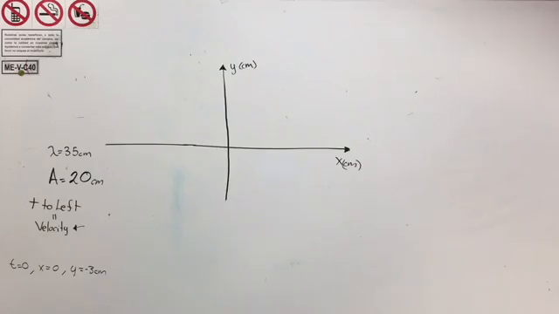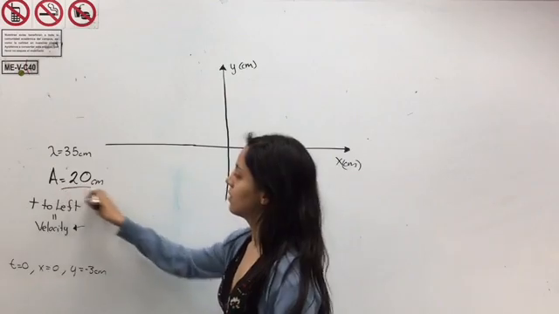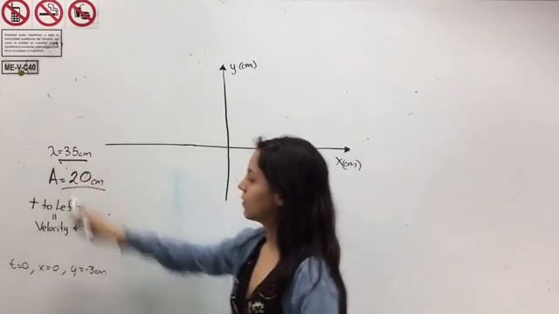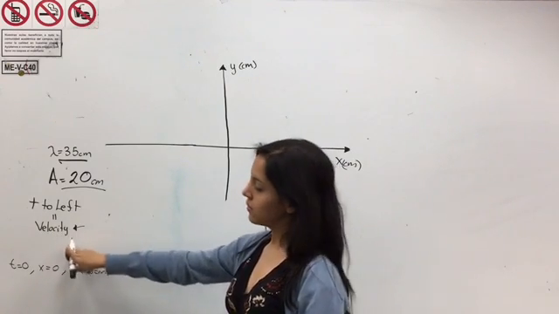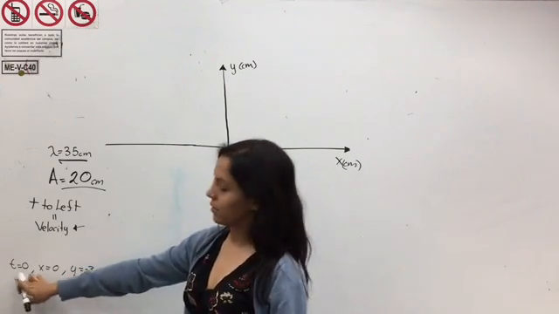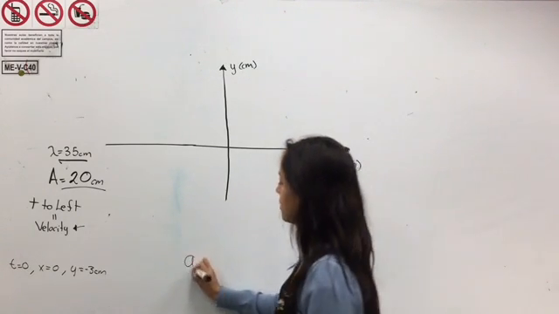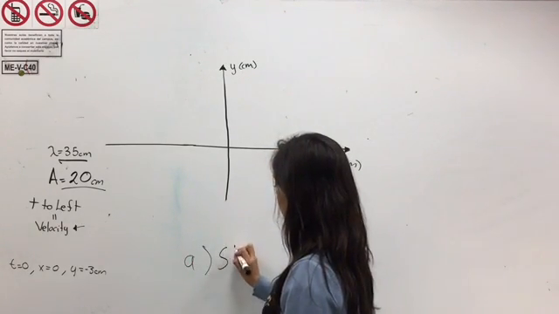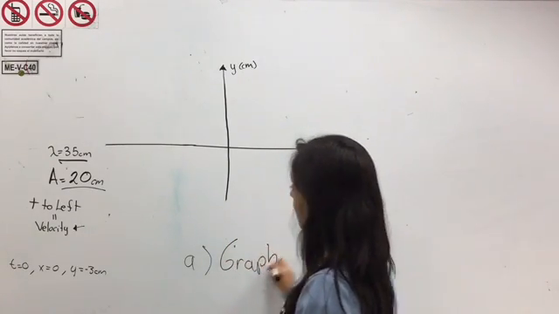Hey guys, we have a problem here that is a sinusoidal wave which has a wavelength of 35 centimeters and an amplitude of 20 meters, and it says that it is going to the left, so the velocity goes to the left, and says that at time 0 and at x equals 0, y is equal to minus 3. So let's start graphing that.